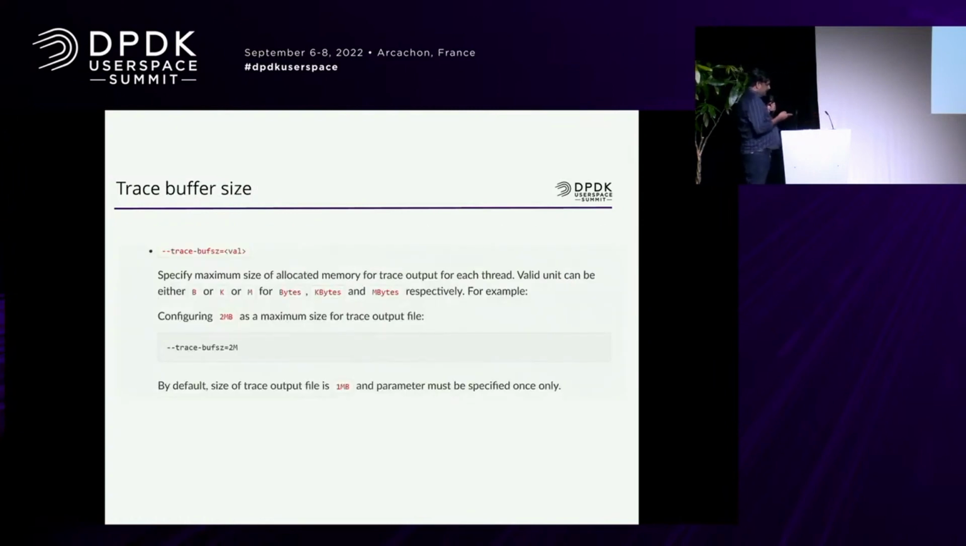Okay, now the other aspect is setting a trace buffer size. You can give an EAL argument where you can specify the trace buffer size in bytes, kilobytes, or megabytes. Per core, that much buffer will be created. By default, the buffer size is 1 MB. You can override it to whatever you want.